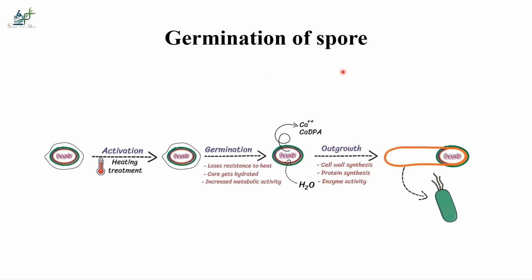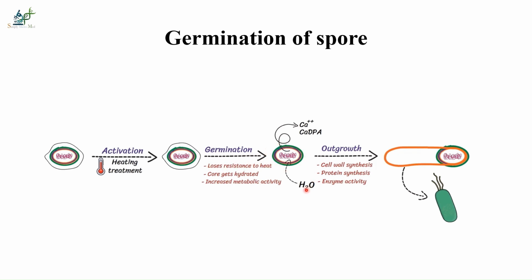Germination of spore. Germination of spore occurs when bacteria get a favorable condition for their growth and metabolism. Artificially, we can do this germination process by heating the spore. While heating this spore, what will happen? The core of the spore will be hydrolyzed. That means the core will be damaged. When the core is damaged, in the next step, the initiation process will take place. It will increase the metabolic activity.